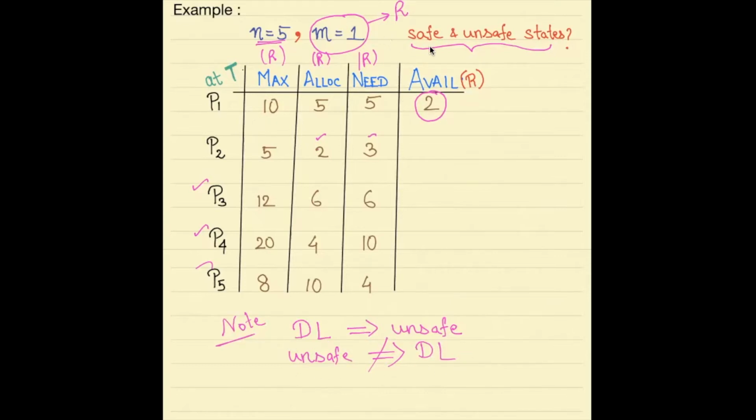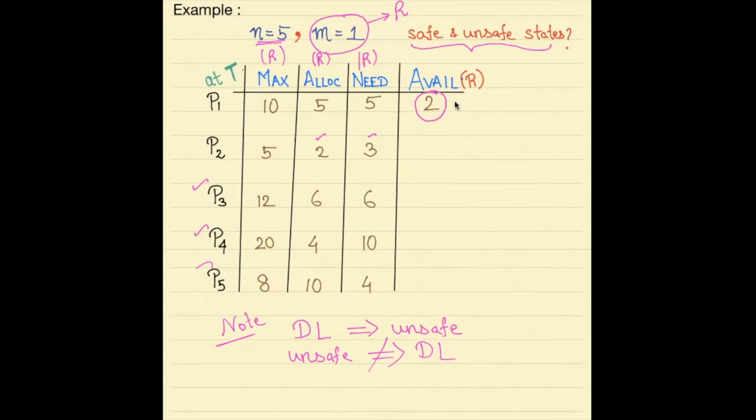So now, what is a safe state and what is an unsafe state? If all the processes can complete their tasks with the available resources, meaning all the needs can be met by the available resources, then the system is in a safe state. If the available resources can't be given to all the processes that need them, then all the processes will be blocked, and the system will be in an unsafe state. Now let's check whether the system is in a safe state or not.